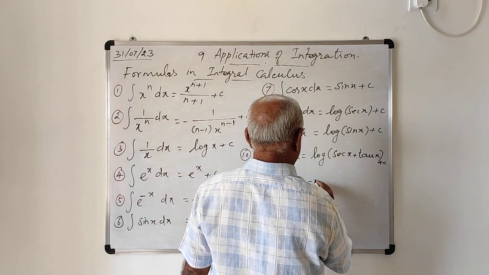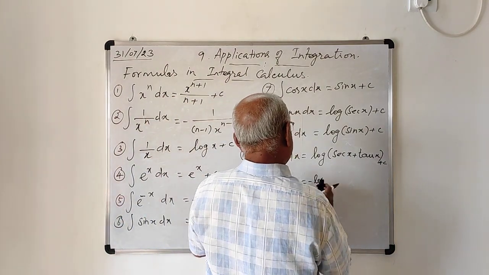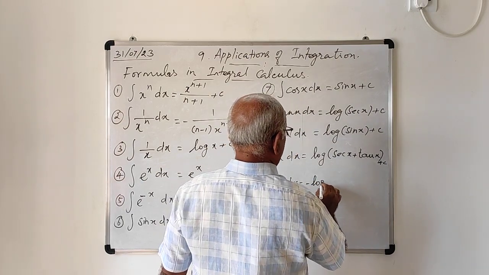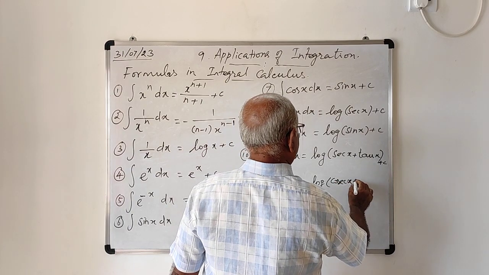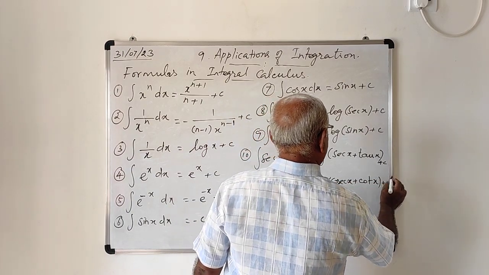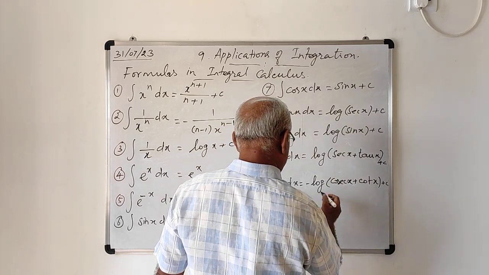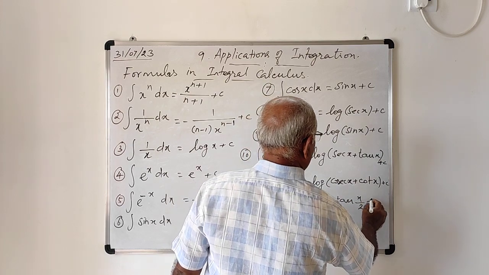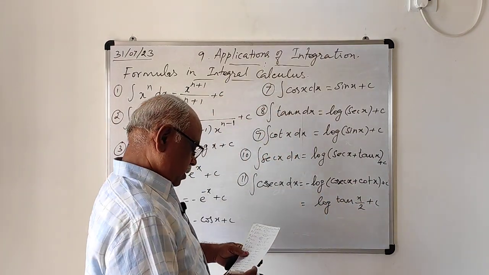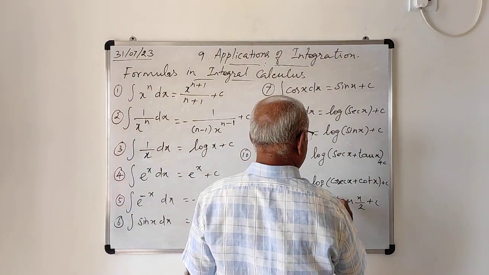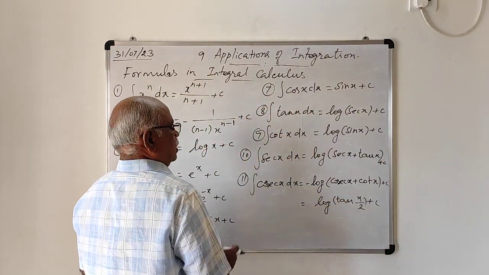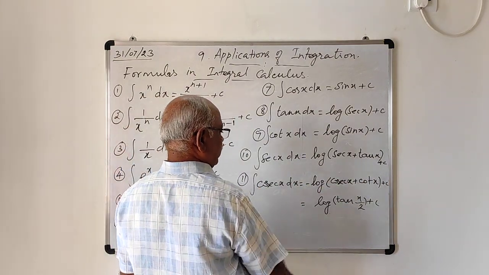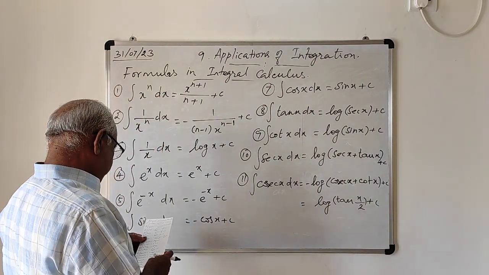Integral cosecant x dx is minus log cosecant x plus cot x plus c, or is again another result, log tan x by 2 plus c. This is log tan x by 2 plus c. Integral cosecant x has two results. One is minus log cosecant x plus cot x plus c, or log tan x by 2 plus c. Okay?